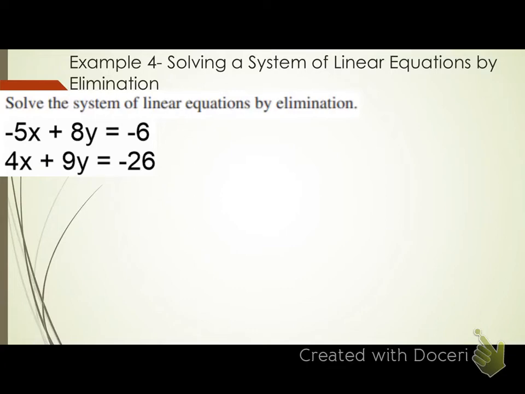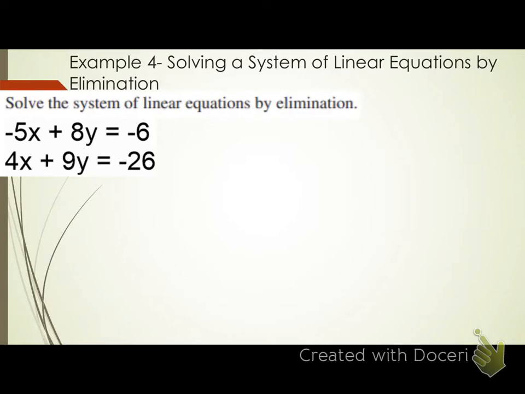What would I have to multiply the top by to get negative 5 to 20? 4. What would I have to multiply the bottom equation by to get 4 to 20? 5. So I'd have to multiply by 4 and 5, right? Let's look at y. See if there's any smaller numbers we can do. 8 and 9. What's the least common multiple of 8 and 9? 72. What would I have to multiply the top by to get 8 to 72? 9. What would I have to multiply the bottom by to get 9 to 72? 8. So would you rather multiply by 9 and 8 or 4 and 5? 4 and 5. Me too, all day long.